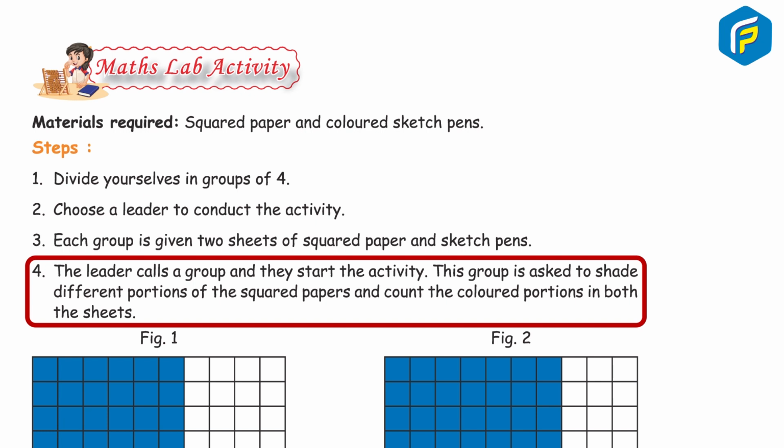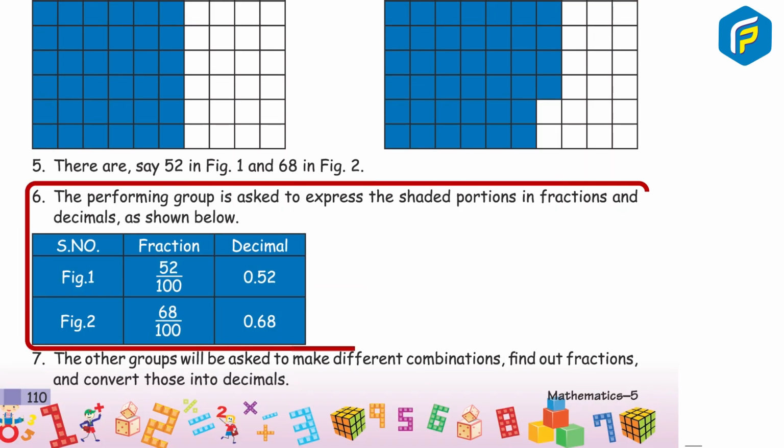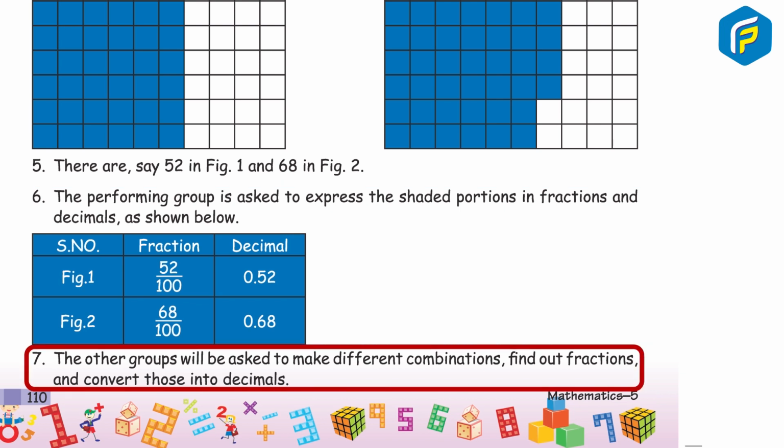This group is asked to shade different portions of the squared papers and count the colored portions in both the sheets. 5. There are say 60 in figure 1 and 68 in figure 2. 6. The performing group is asked to express the shaded portion in fraction and decimal as shown below. Serial number, fraction, decimal. Figure 1, 60 upon 100, 0.60. Figure 2, 68 upon 100, 0.68. 7. The other group will be asked to make different combinations. Find out fraction and convert those into decimals.